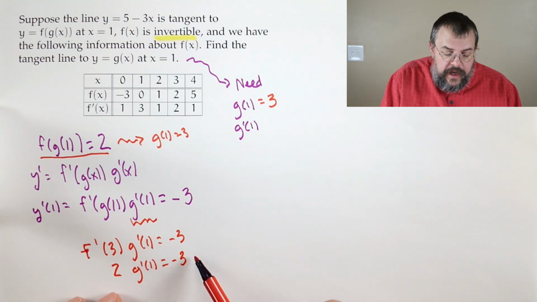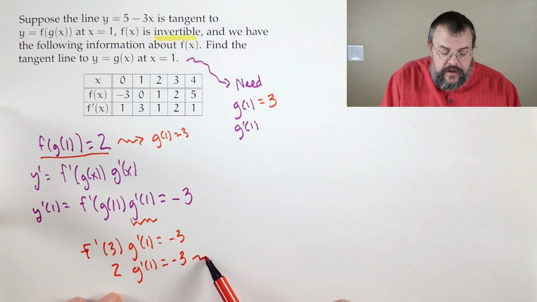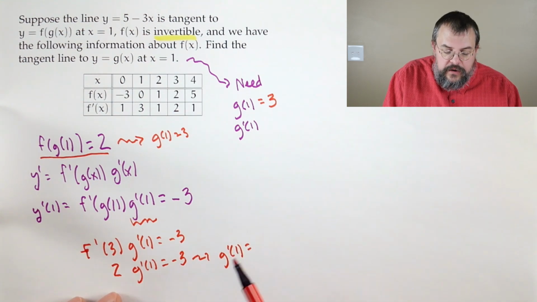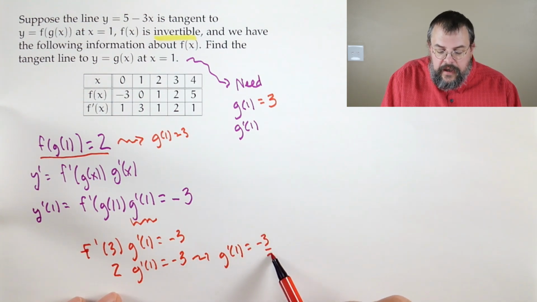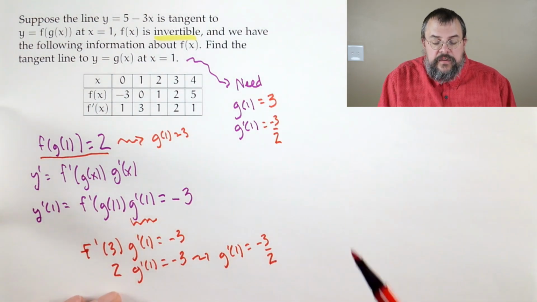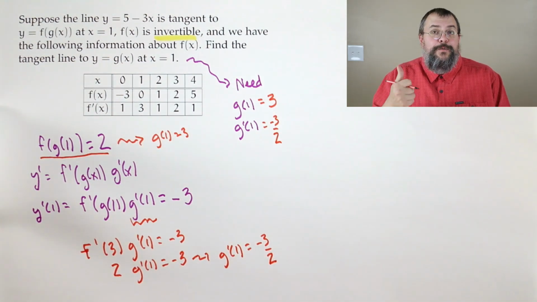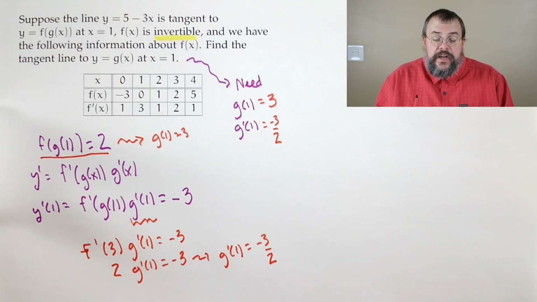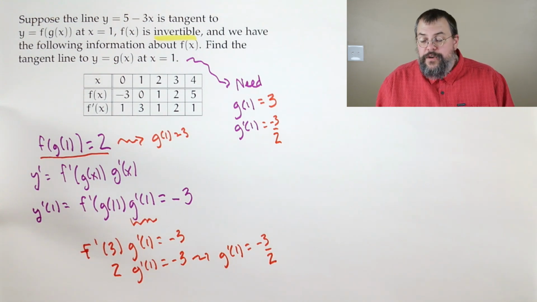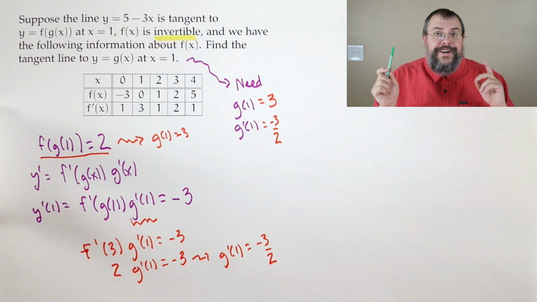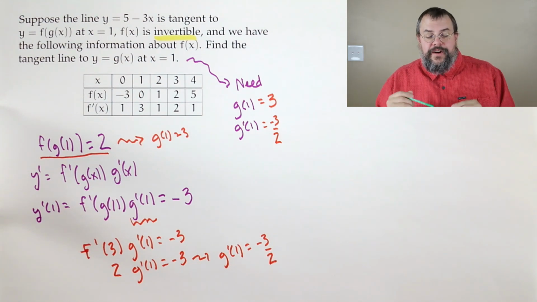All right, so that lets us say what? Well, let's just say g prime of 1, if I divide by 2, is negative 3 halves. So there we go. There's negative 3 halves. And now we've found what the value of the function is at 1 and what the value of the derivative is at 1. And that's actually what we need to know. So once we know those two pieces of information, we can say, aha, we've made progress.